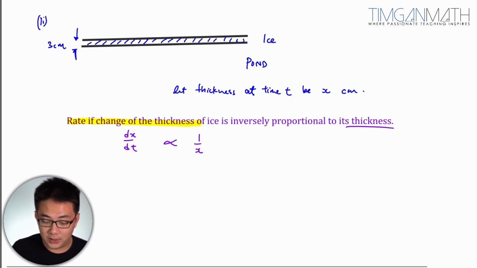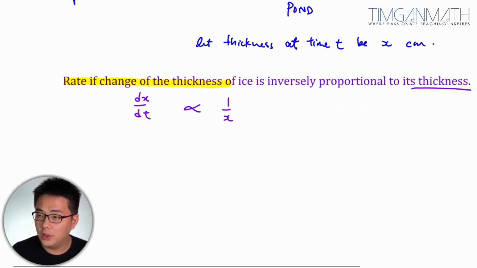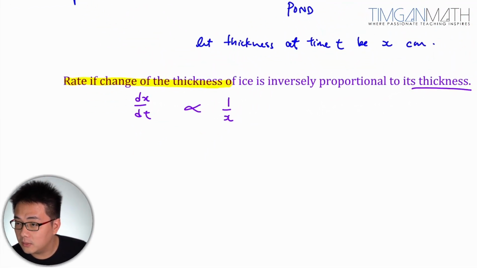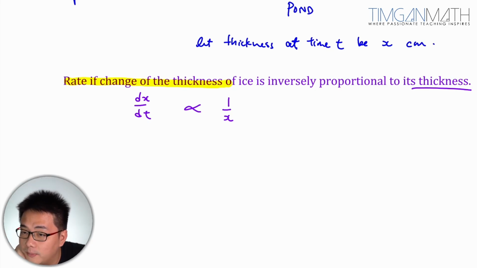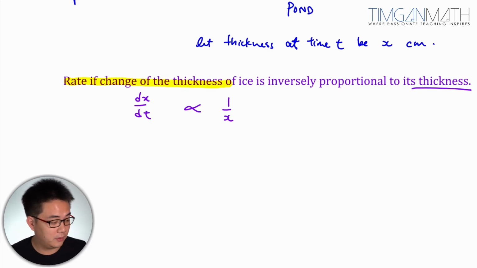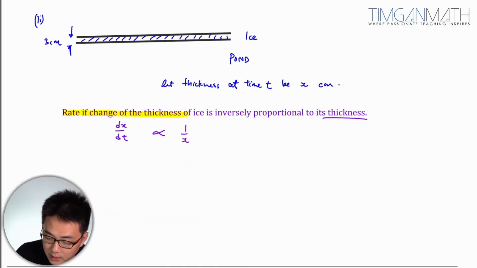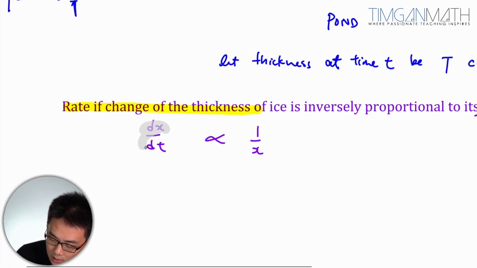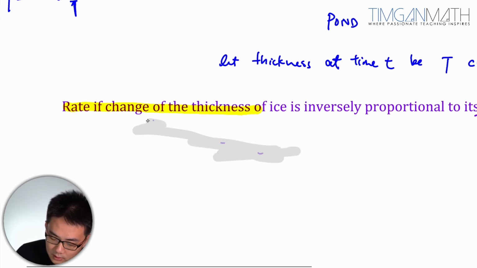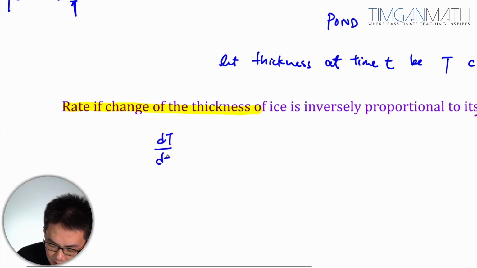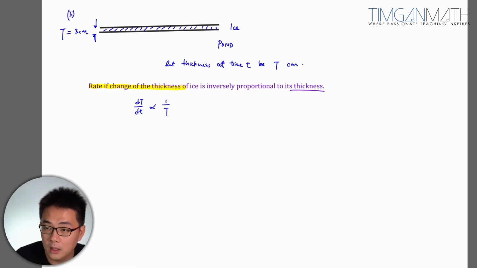So that is important. Once that's done, did they give us a label for the thickness? Let me check. Great, so they already labeled the thickness as capital T. So I'm just going to let this be capital T instead. So dT/dt is proportional to 1 over T. Okay, so that's pretty okay.